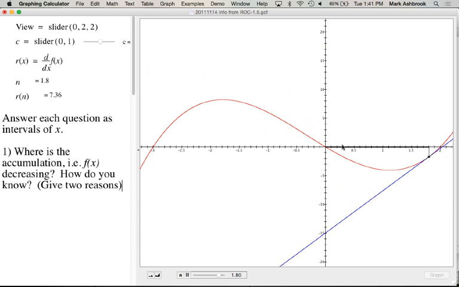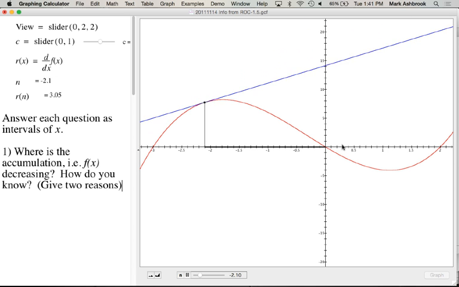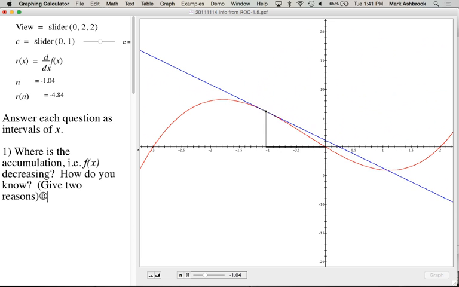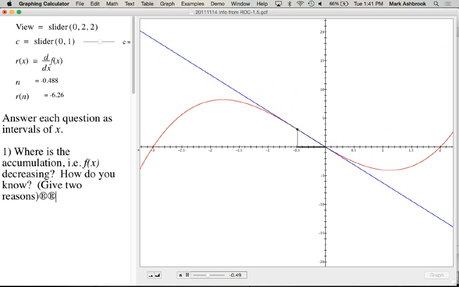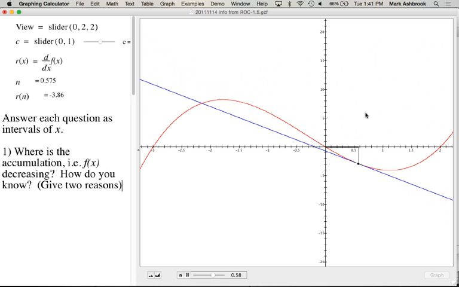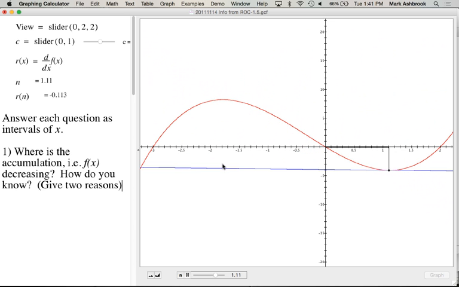Yeah, so the red is the accumulation function. FYI, make sure you know. Because see, look, right now the rates are negative, but the red graph is positive. So the blue is helping you think about the rates.